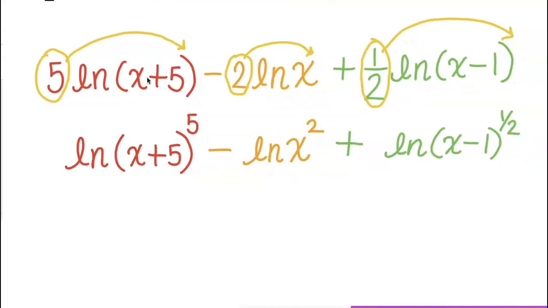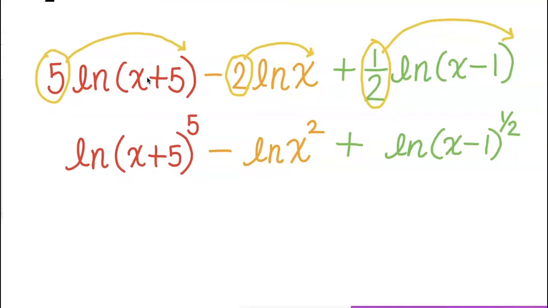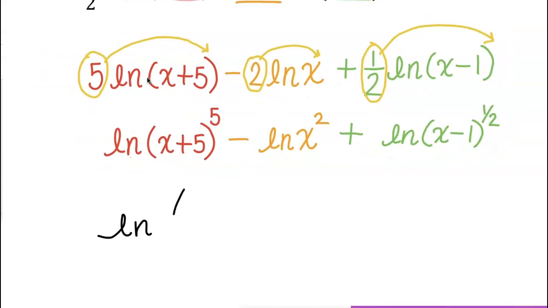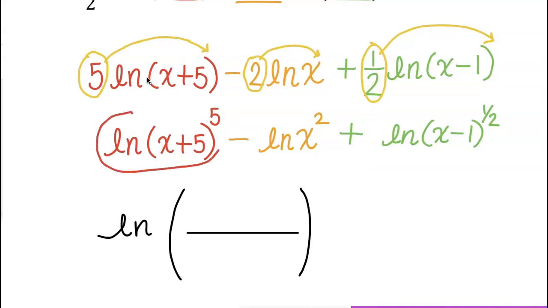So now it's time for us to put them in a single log. So I'll write natural log, and whenever I have negative terms, I know I'm going to have to draw a fraction bar, because if they have a negative, they're going to the denominator. So look at the very first one right here, natural log of x plus 5 to the 5th power. Notice this is a positive term, right? There's no sign in front of it. So that log argument will go to the top of the fraction.